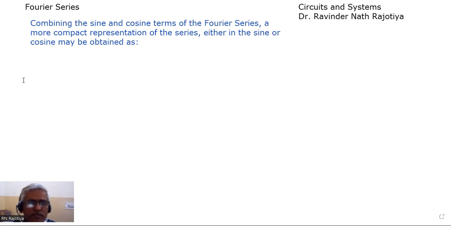So if I write it back, you know that a Fourier series was written as f of t is equal to a0 plus summation of n is equal to 1 to infinity of an cos n omega t plus bn into sine of n omega t.